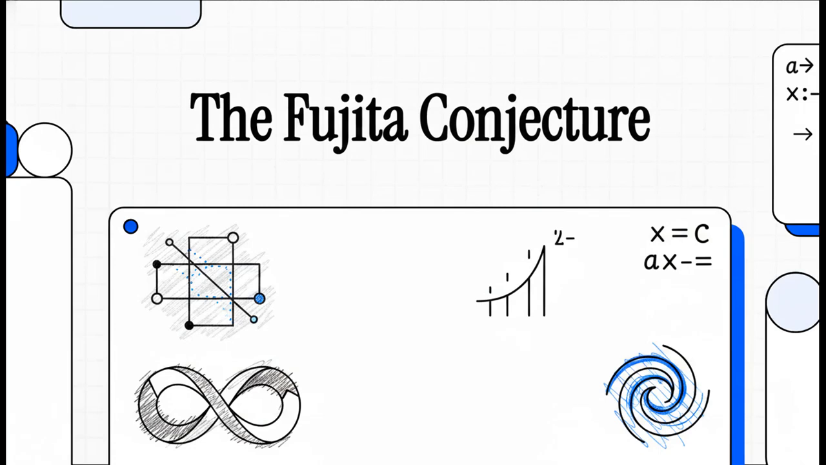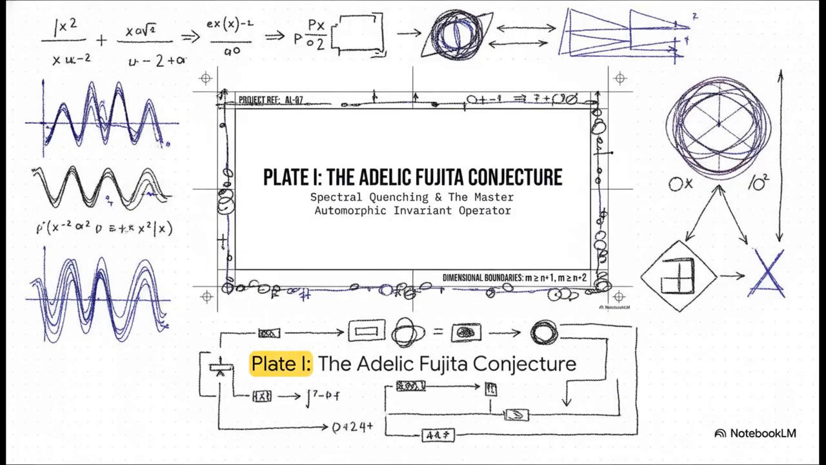Welcome to the Explainer. Today, we're diving straight into a rigorous mathematical tutorial. We're going to break down exactly how the Adelic Langlands Program proves a major problem in birational algebraic geometry, the Fujita Conjecture. We'll be walking step by step through the proof architecture. We're going to use these incredibly detailed mathematical schematics to see exactly how spectral quenching and the master automorphic invariant operator actually resolve this long-standing conjecture.